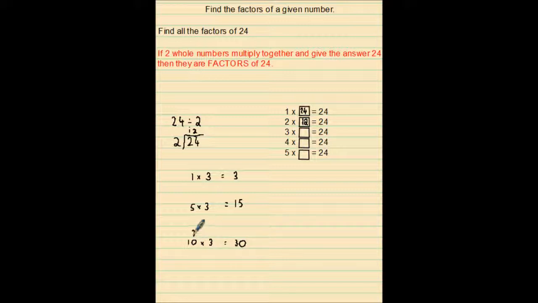If 10 times 3 is 30, then 1 less, 9 times 3, is easy to work out. We just take 3 from 30, and we can keep going down. If 9 times 3 is 27, 1 less, 8 times 3, well, we take another 3 off here and we get to that number, 24. So if 8 times 3 is 24, well, 3 times 8 is also 24.